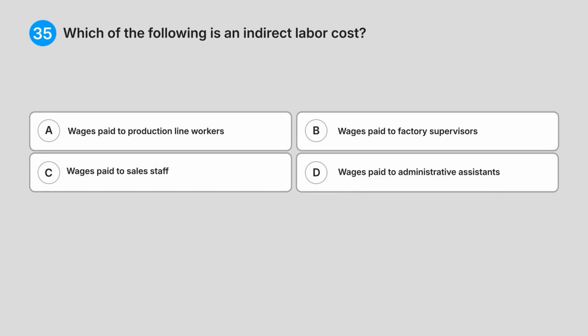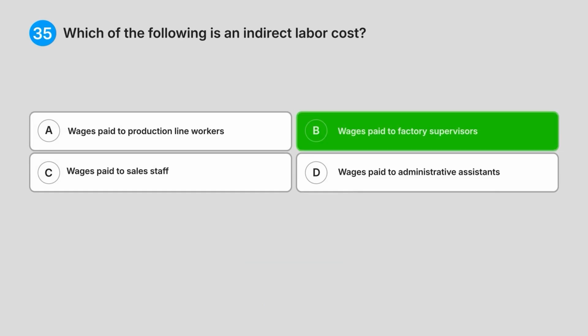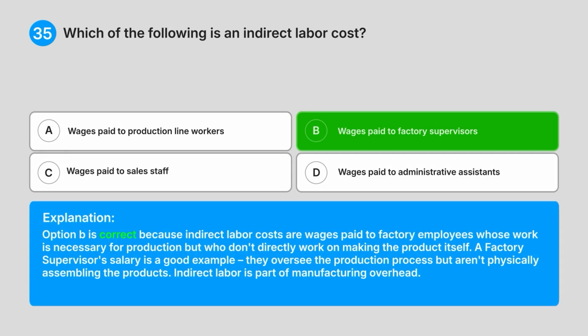Correct answer. B. Wages paid to factory supervisors. Explanation. Option B is correct because indirect labour costs are wages paid to factory employees whose work is necessary for production, but who don't directly work on making the product itself. A factory supervisor's salary is a good example. They oversee the production process but aren't physically assembling the products. Indirect labour is part of manufacturing overhead.